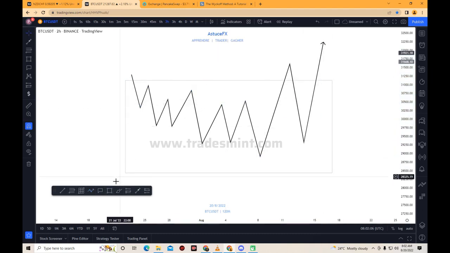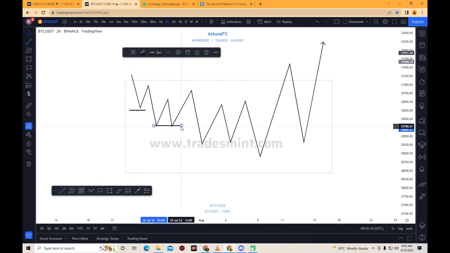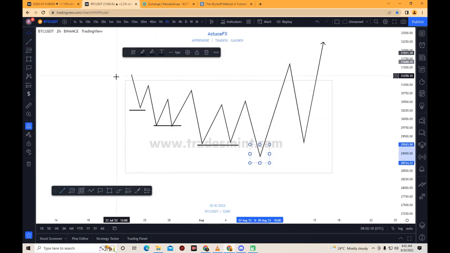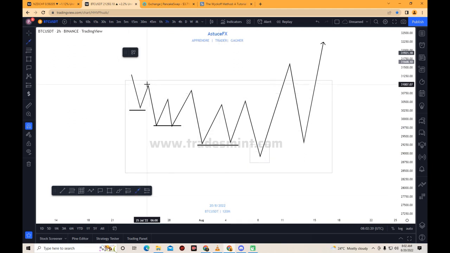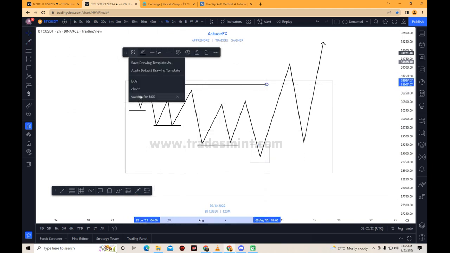Why is it Wyckoff accumulation? You created this low, it is taken. You created equal lows, taken, and now you have this low that took all the liquidity from this area, and now you have the change of character we are looking for. You have this change of character.